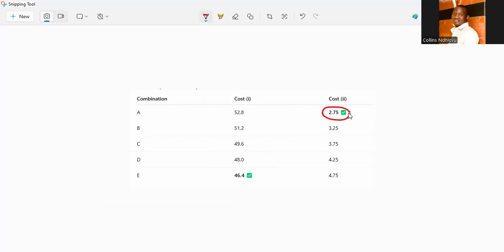2.75 for the second case. And for the first case, we found 46.4, which was giving us our lowest what? Our lowest cost combination. So in this case, we scrutinize each combination to get the cost structures. So these combinations are point A.